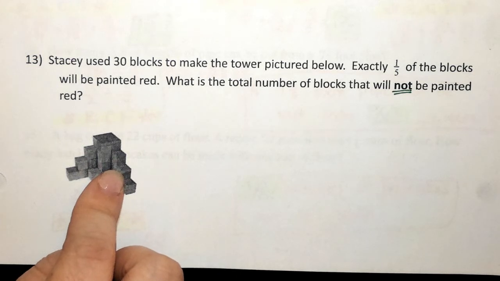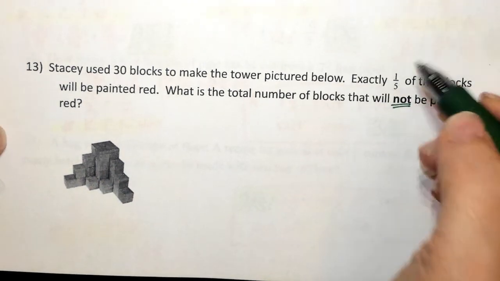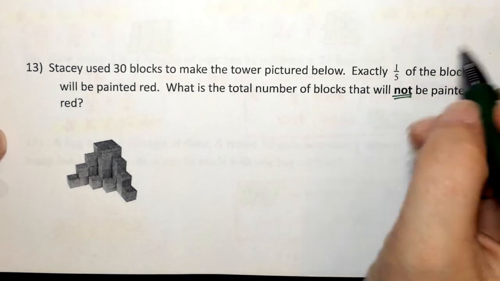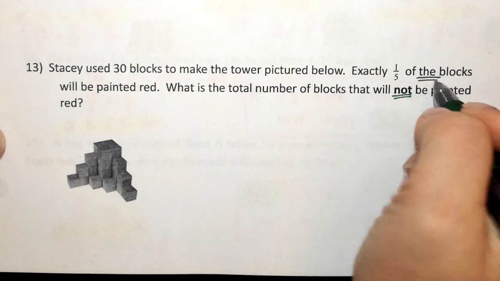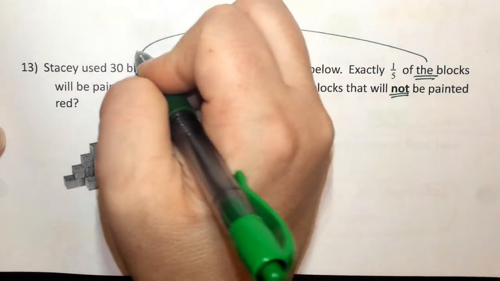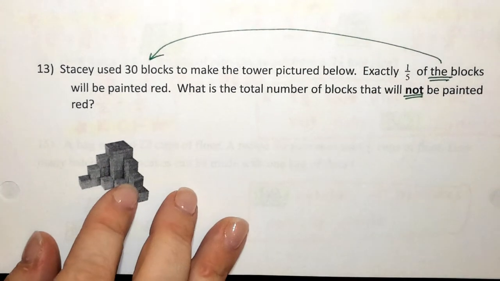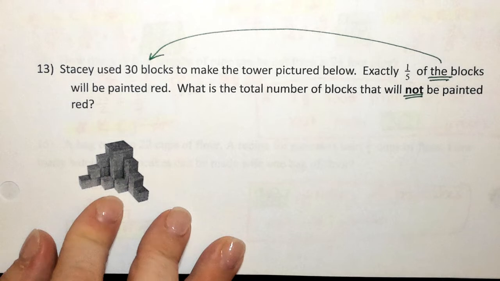Multiplying. We would be multiplying because it says 1/5 of the blocks, which was mentioned back there at the beginning. Okay? So we would be multiplying here.